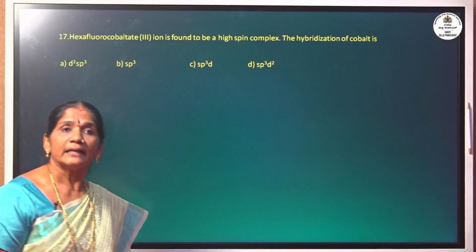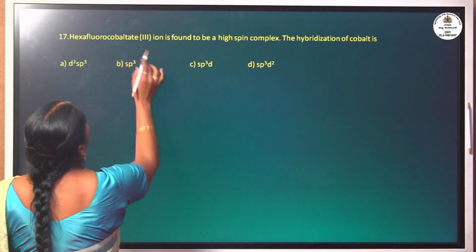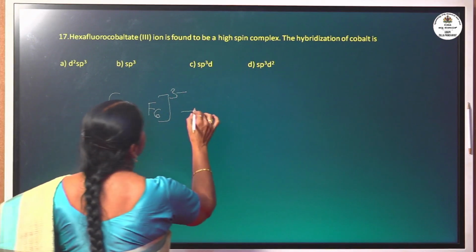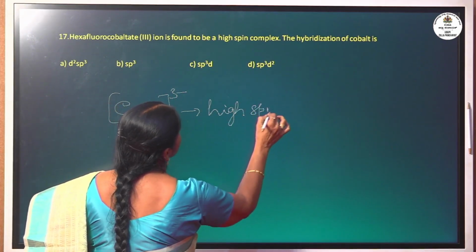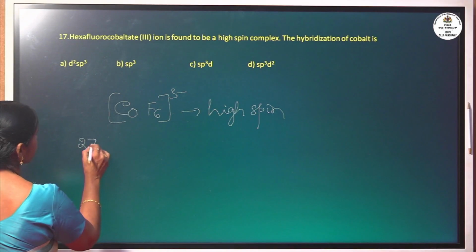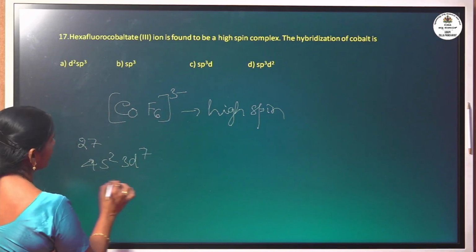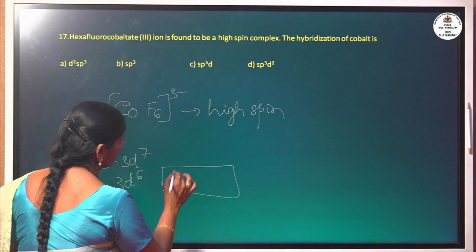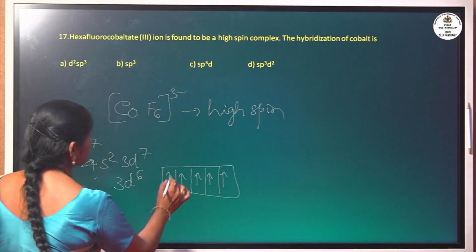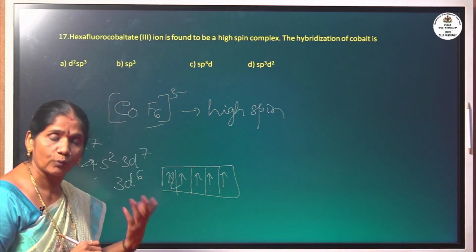Okay, going to the next question. If hexafluorocobaltate is found to be a high spin complex, what is the hybridization of cobalt? Cobalt is 27, it is 4s2 3d7. In the 3+ state it will be 3d6. It is found to be a high spin complex because fluorine is a weak ligand. It cannot forcibly pair the electrons.